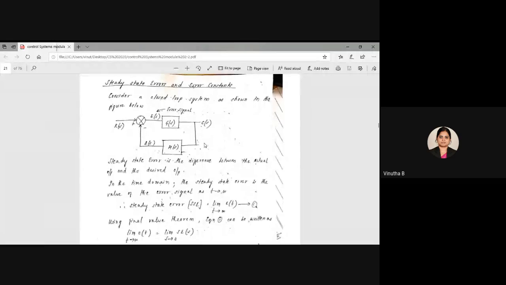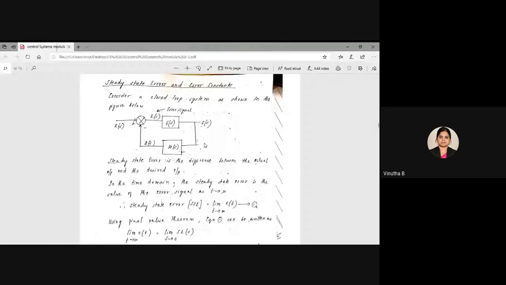If the power of s is 1, then we say that it has a single pole at the origin. If the power of s is 2, then we say that there are two poles at the origin. If the power of s is 0, which is as good as saying that there is no s term in the denominator polynomial, then we say that there is no pole present at the origin, and we call that a type 0 system. So this is how you decide about type 0, type 1 and type 2 systems.